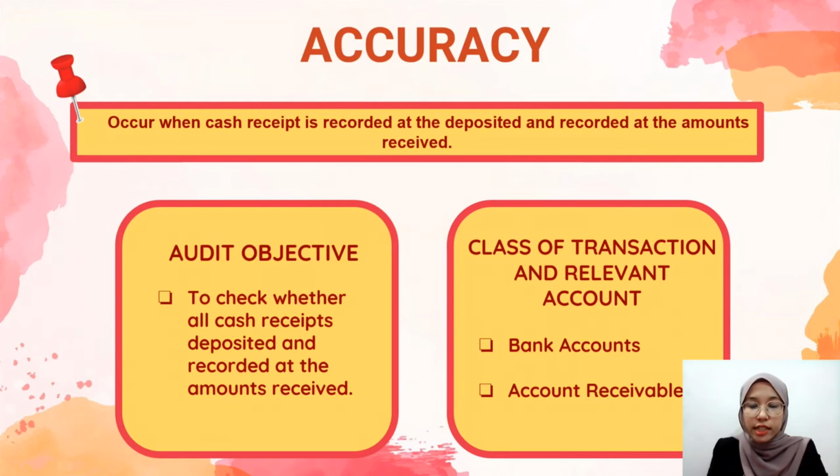Accuracy in cash receipt occurs when cash receipt is deposited and recorded at the amounts received. Our objective in accuracy is to check whether all cash receipt is deposited and recorded at the amounts received. The class of transactions and relevant accounts consists of two, which are bank accounts and accounts receivable.